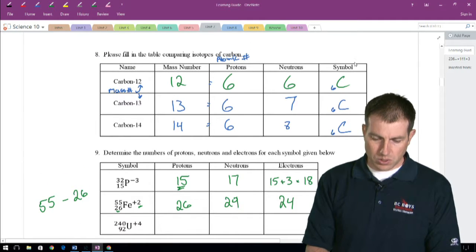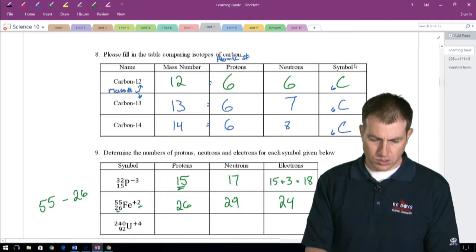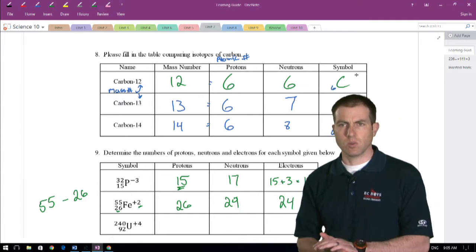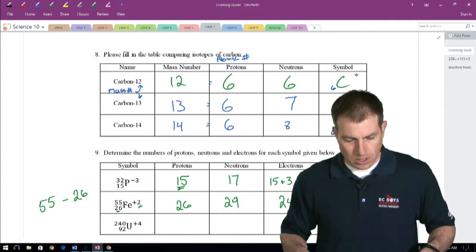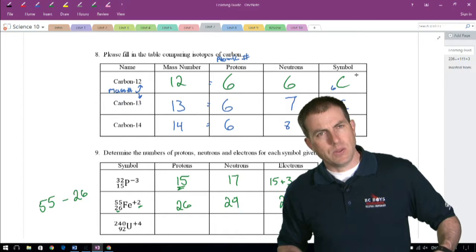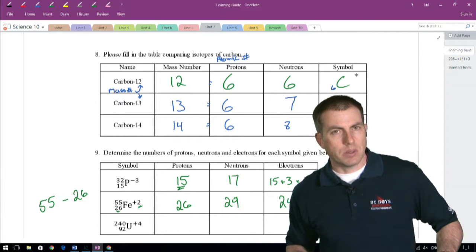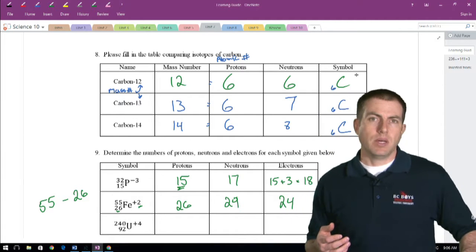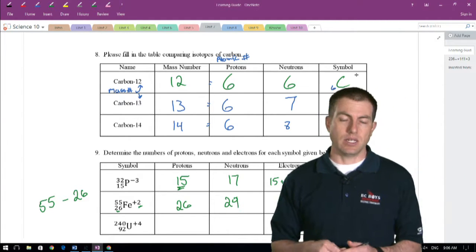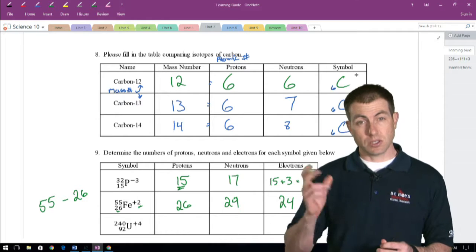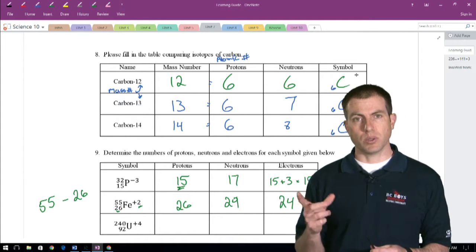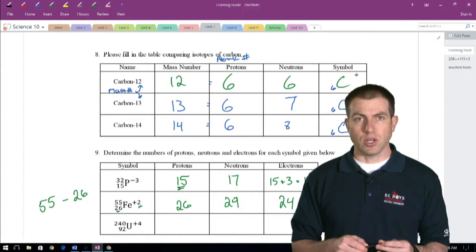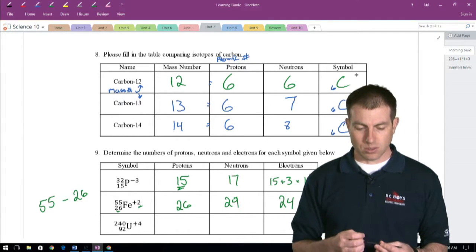All right, so number 8 was talking about the three different isotopes of carbon. We actually did this one last day, I believe. When we talk about isotopes, we're talking about the same element, in this case carbon, but the carbon has different mass, and the different mass means that you're changing the number of neutrons. We can't change the number of protons, because if we change protons, it becomes a new element. But if we change the number of neutrons, it's what we refer to as an isotope.